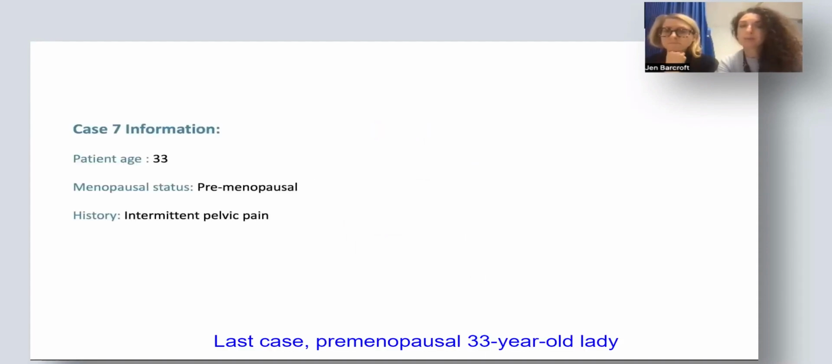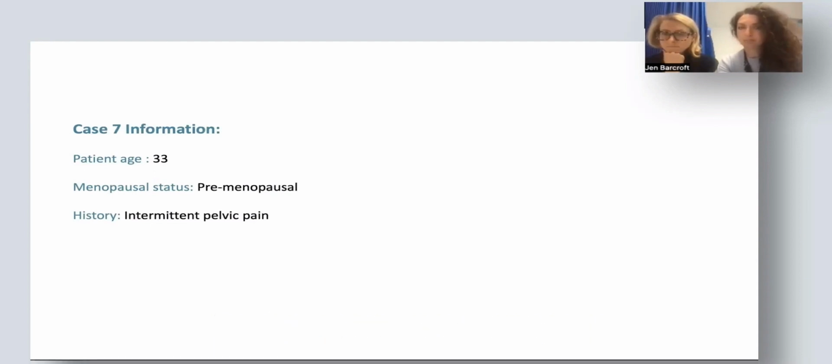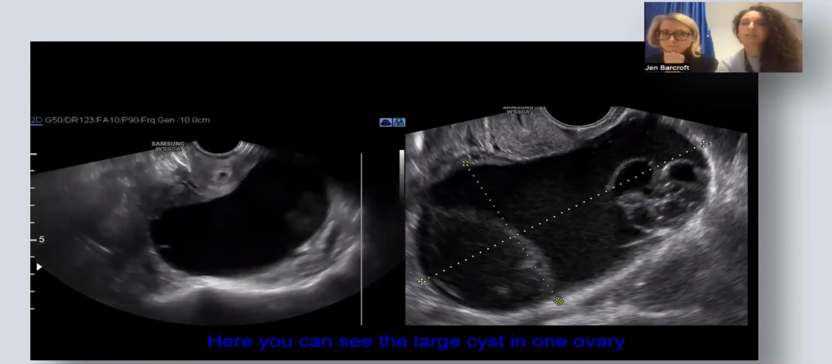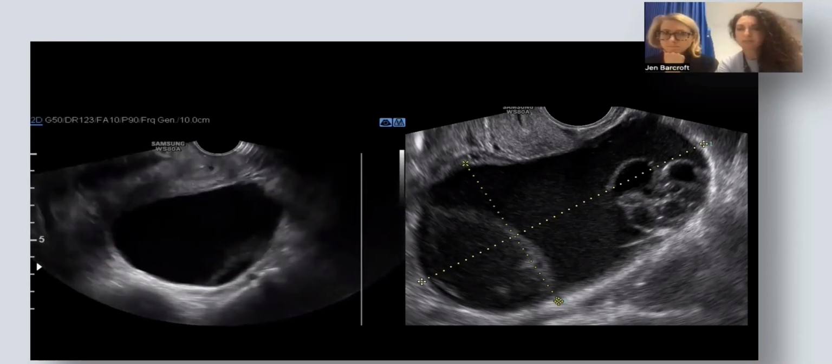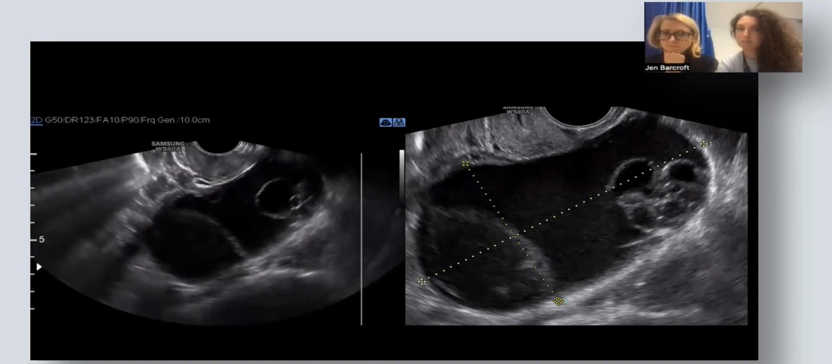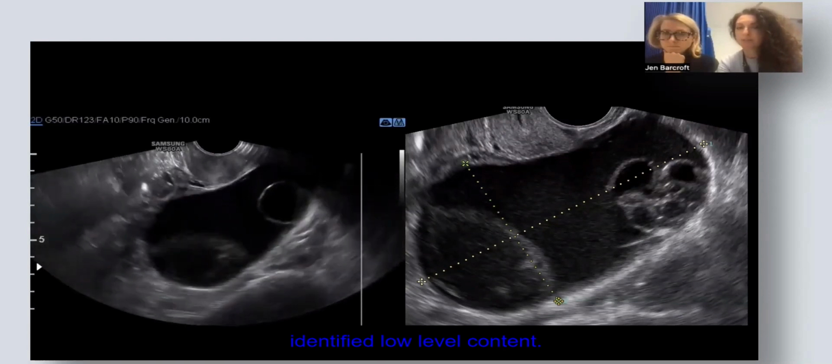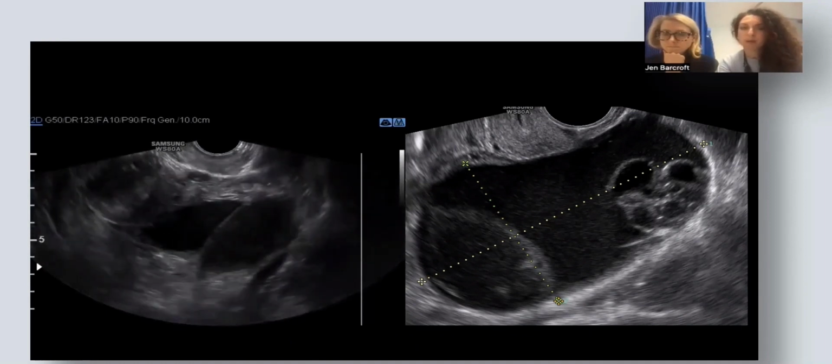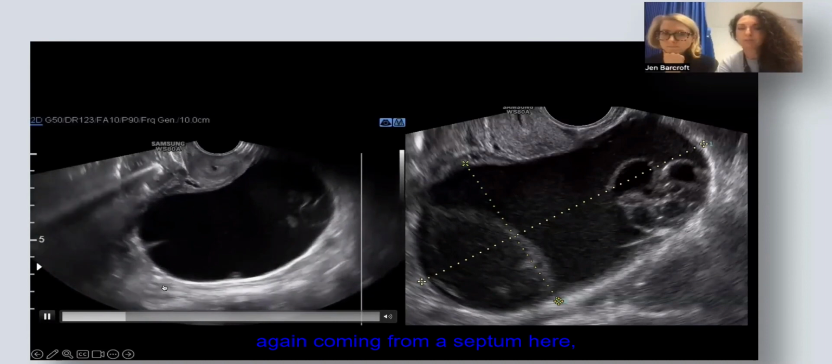Last case, premenopausal 33-year-old lady with intermittent pelvic pain. Here you can see the large cyst in one ovary, visible on the ultrasound. Again, presence of complete septa, no really solid components identified, low-level content. We could see also a small acoustic shadow, again, coming from a septum.